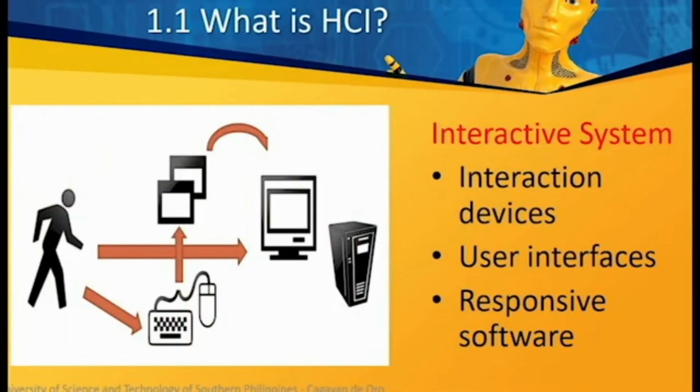Then we have the interactive system. An interactive system is composed of interaction devices, user interfaces, and responsive software. As you can see in the figure, the human interacts with the computer. So para maka-interact siya, you need these interaction devices like the mouse, the keyboard, then you also have your user interfaces and the responsive software. So mga responsive software katong mo-response sa human needs.